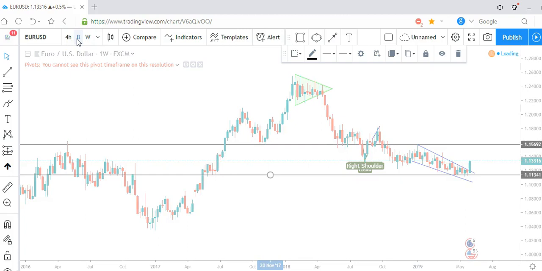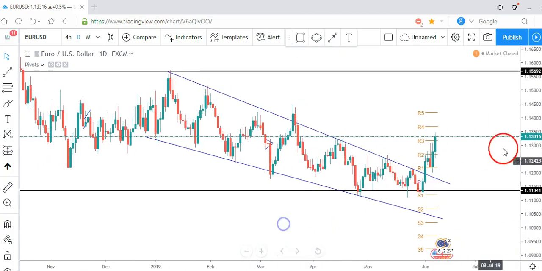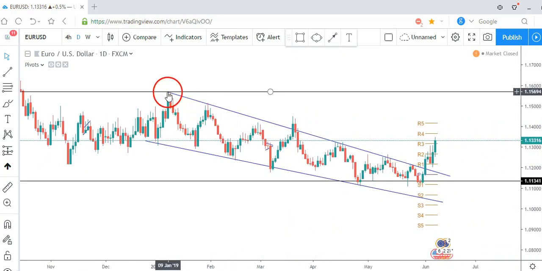And I move to the daily time frame. And on the daily, we're already having this descending wedge here. And you can see price has broken out of the descending wedge and is above PP, traded on R1, broke through the R1 and the R2, and closed above the R3. So right now price is moving up.